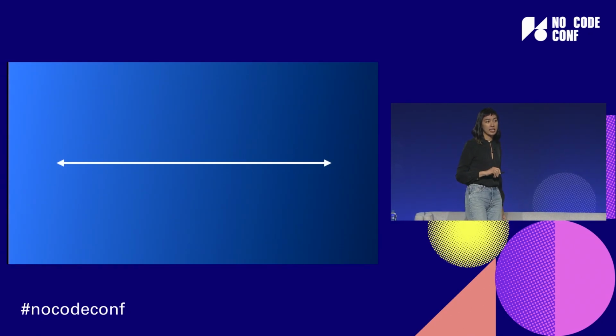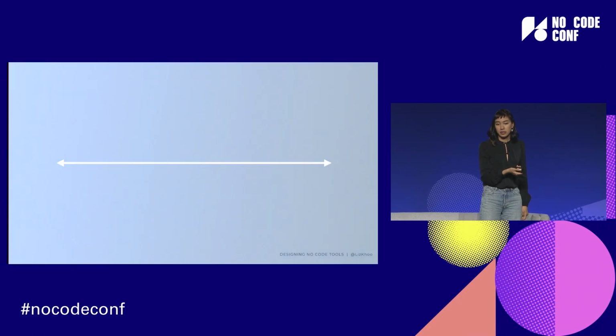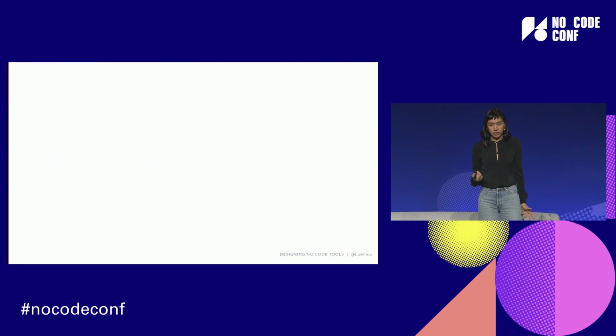Right? We're trying to create this type of experience for our builders, which means that we need to take things that are really complex pro-code concepts and translate them into a click-based experience that people can understand. And an example of this at Salesforce is trigger types. So trigger types is a pro-code concept in Apex, our proprietary language. And it controls the order of execution.